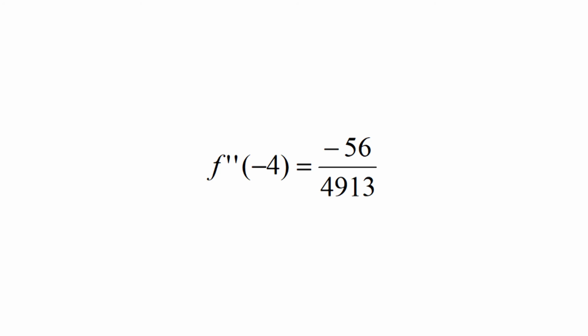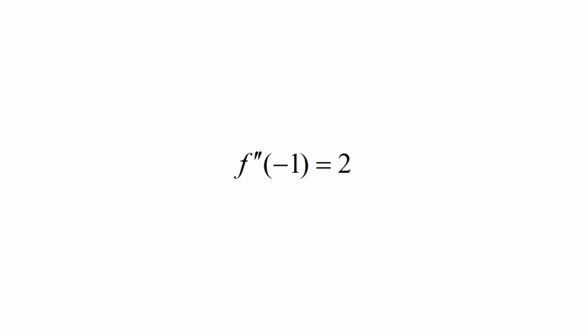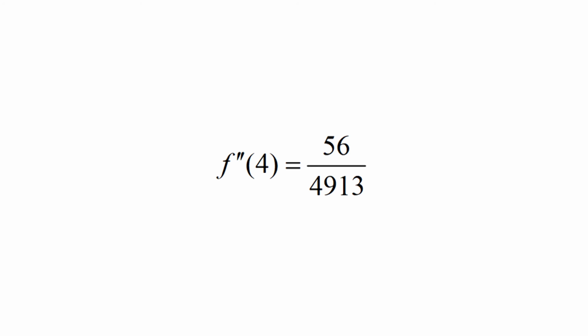f''(−4) = −56/4913. Hence, f is concave down in the interval (−∞, −3). f''(−1) = 2. Hence, f is concave up in the interval (−3, 0). f''(1) = −2. Hence, f is concave down in the interval (0, 3), and f''(4) = 56/4913. Hence, f is concave up in the interval (3, ∞).